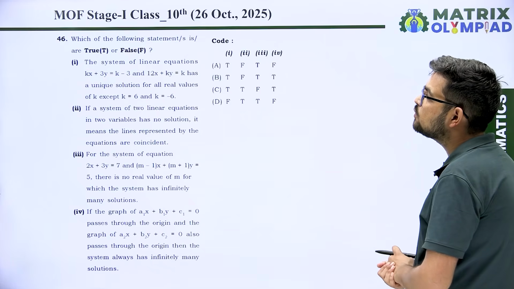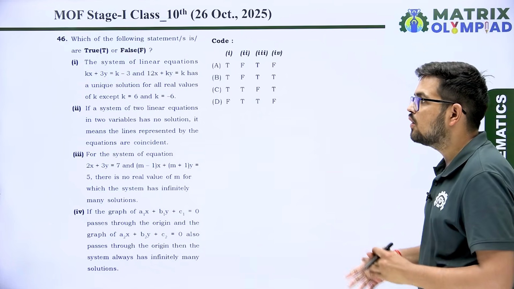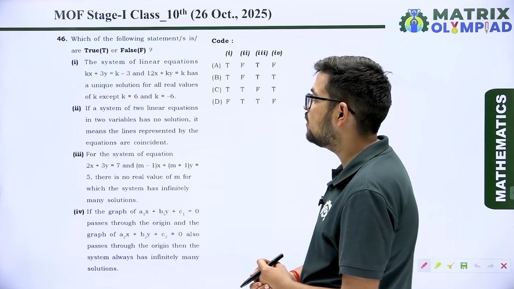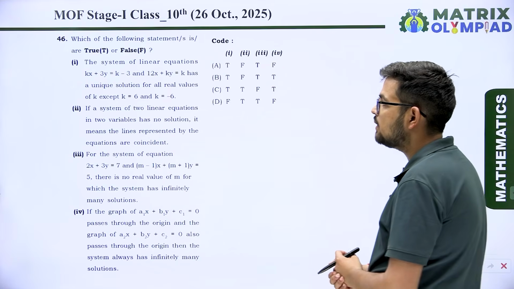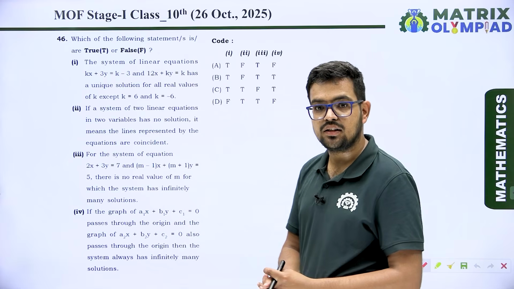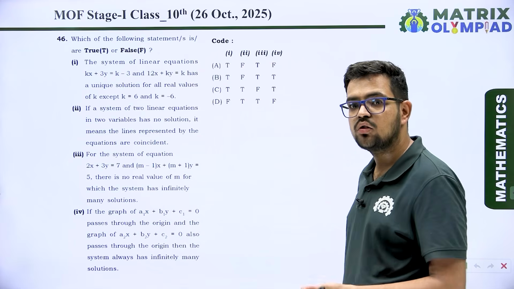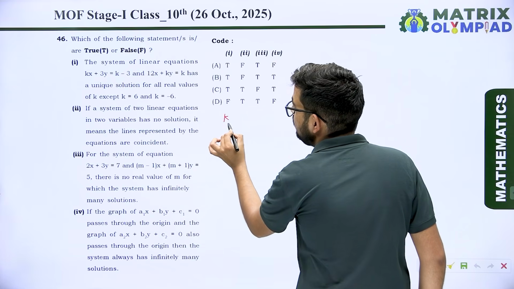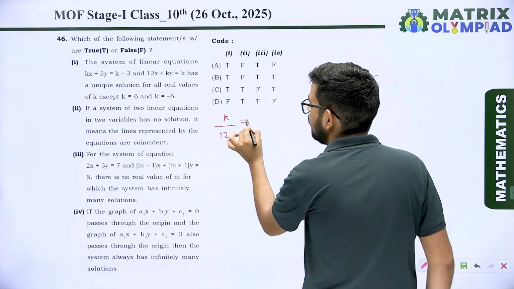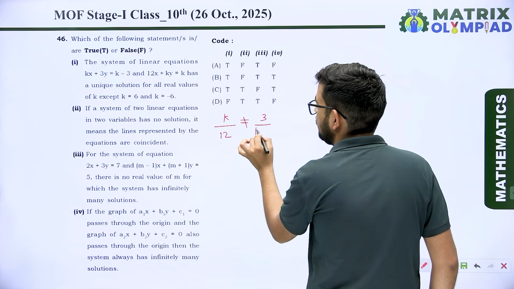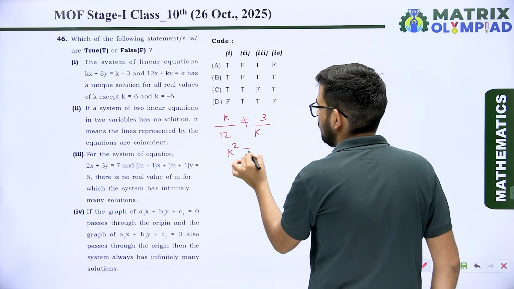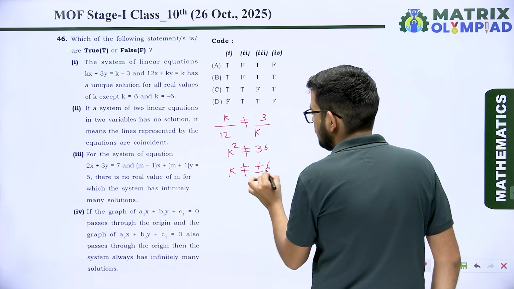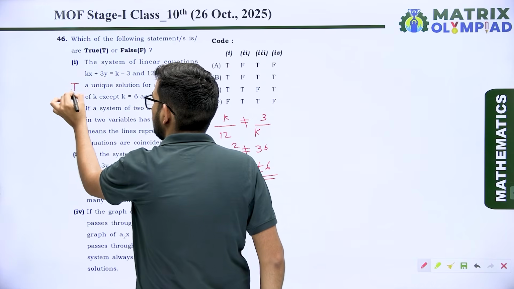Next, question number 46. Which of the following statements is true or false? First, the system of linear equations has a unique solution for all real values of k except k equals 6 and k equals minus 6. For a unique solution, a1 upon a2 is not equal to b1 upon b2. So k upon 12 is not equal to 3 upon k. So you will have k squared not equal to 36. It means k is not equal to plus or minus 6. It means the first one is true.